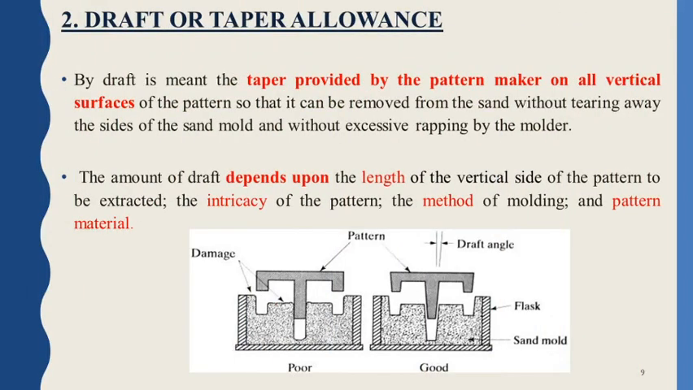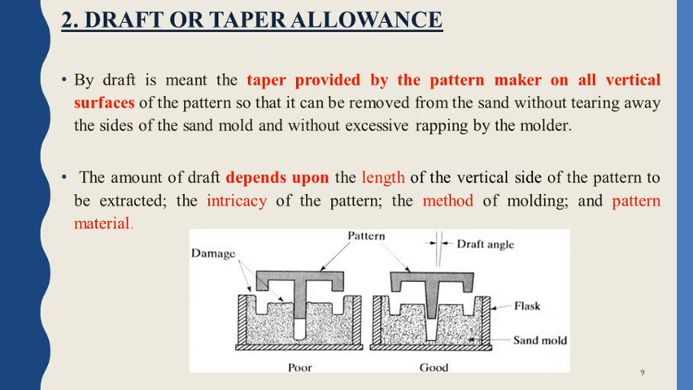Next one is the draft allowance, also called the taper allowance. While we remove the pattern out of the mold cavity during the mold making process, there is a tendency that a part of the sand will fall into the mold cavity, or there is a chance that the pattern will create a distortion in the surrounding regions of the mold cavity. In order to prevent this, and to make removal of the pattern out of the mold cavity easy, we normally make a little tapering for the pattern.